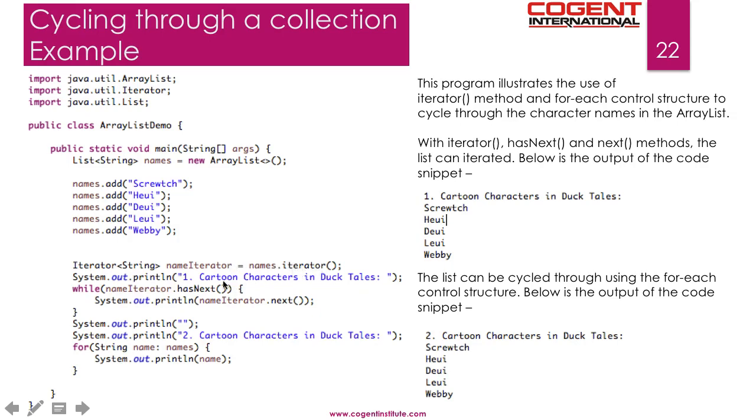With an iterator, the hasNext and next methods, the list can be iterated. Below is the output of the code snippet. The list can be cycled through using a for-each control structure as shown here. The below is the output of the code snippet.